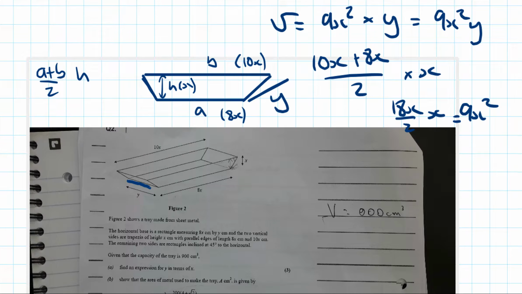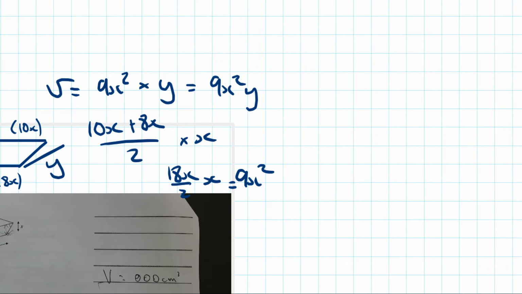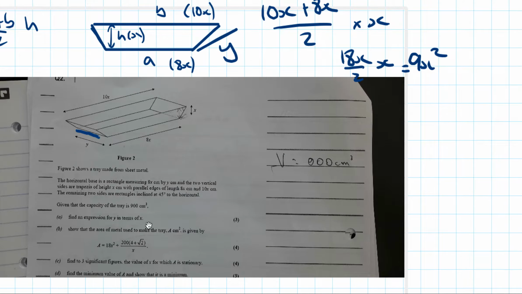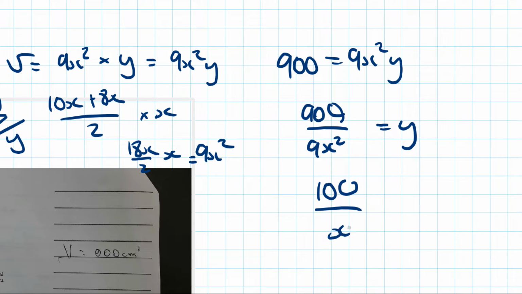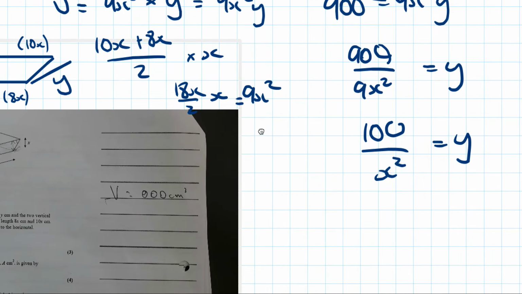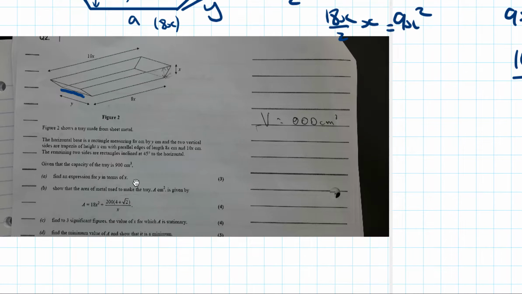And we know that the volume is 900, so we can say that 900 is equal to 9x squared y. And then we want to find an expression for y in terms of x, so we're going to divide both sides by 9x squared, so 900 over 9x squared is equal to y. 900 divided by 9 is 100, so we end up with 100 over x squared is equal to y. And that gives you your first answer for part A.